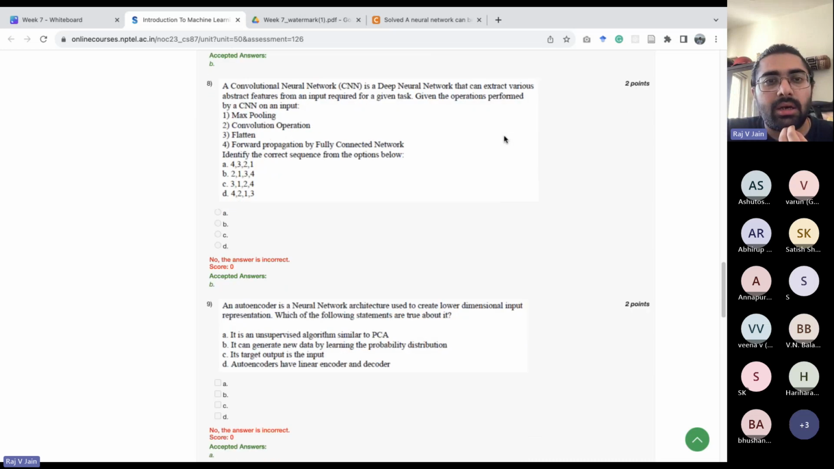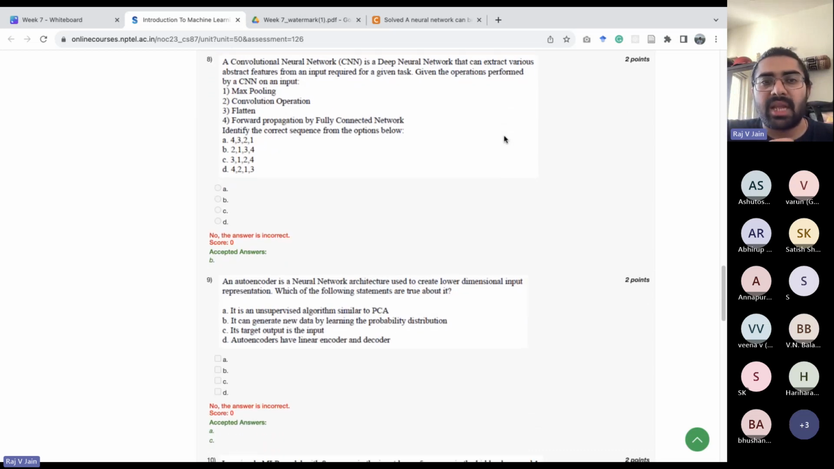Okay, fine. Then question number 8. A convolutional neural network is a deep network which extracts features from input given the operations performed by the CNN. So what is the correct sequence? Any thoughts? Why is B the right answer? Because first you do a convolution operation.